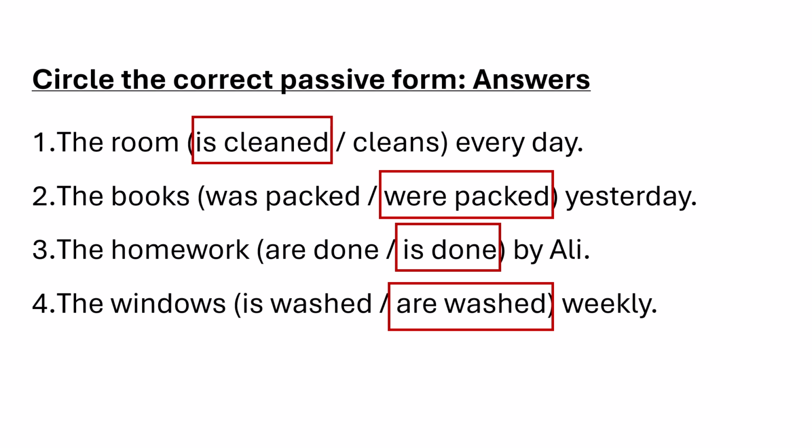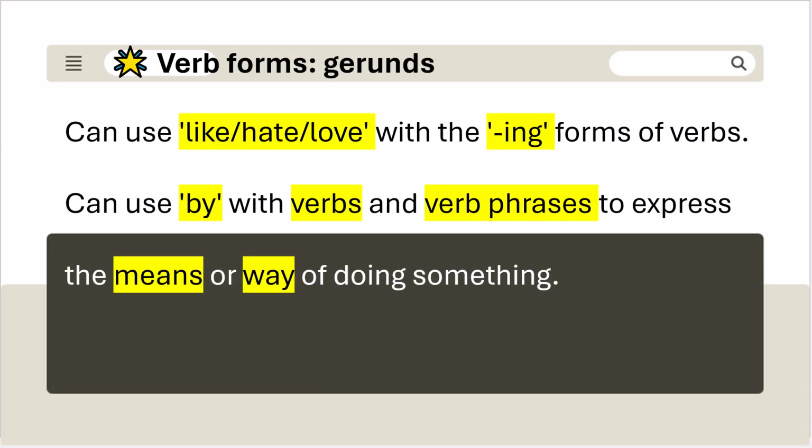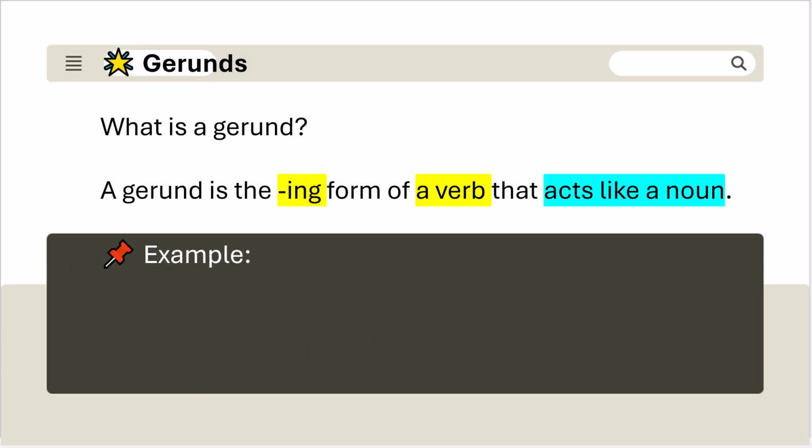I hope you understood until here. Let's move on to the next part of the grammar, that is verb forms. The first verb form we are looking at is gerunds. So these are the two parts of the grammar given here. We can use like, hate, love with the ing form of verbs. Also, we can use by with verbs and verb phrases to express the means or ways of doing something. Let's look at how we can do it.